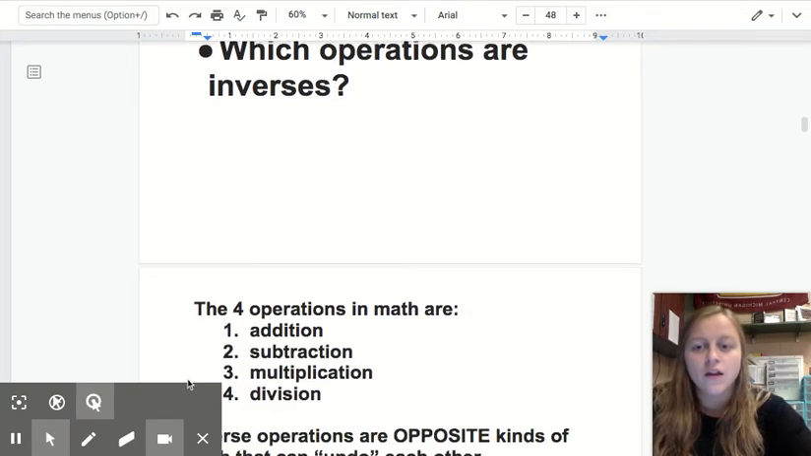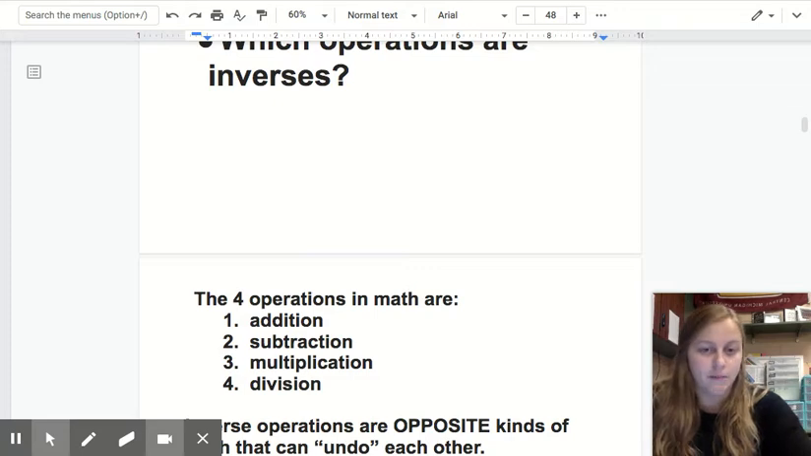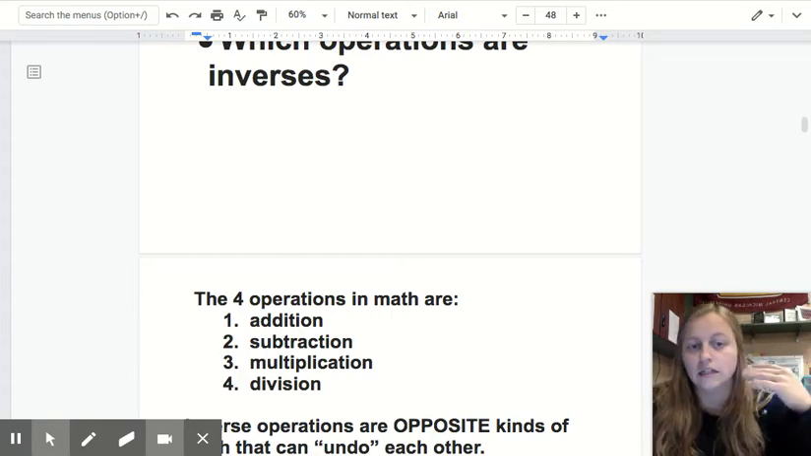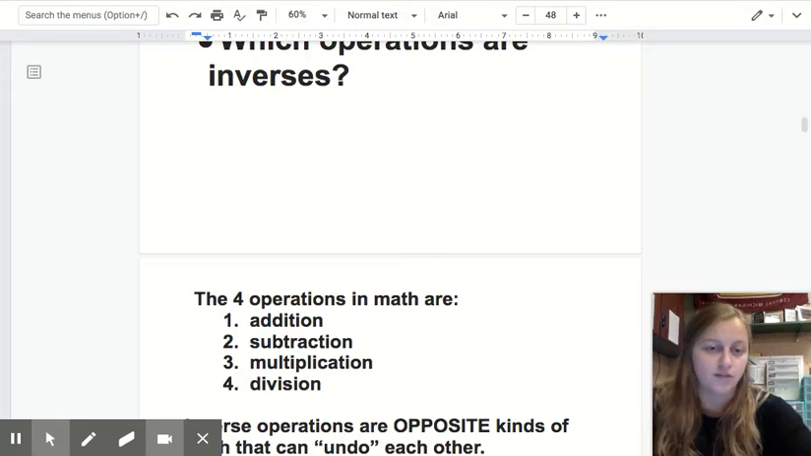All right, so there are 4 operations in math. We've got addition, subtraction, multiplication, and division. Those are our 4 basic math operations. Every type of math you do is built off of one of those 4 types of operations.